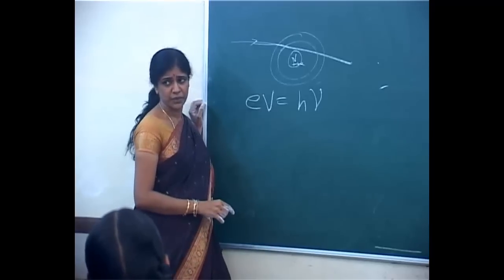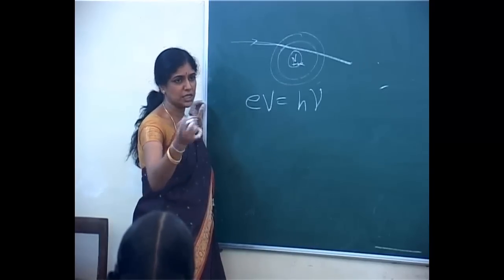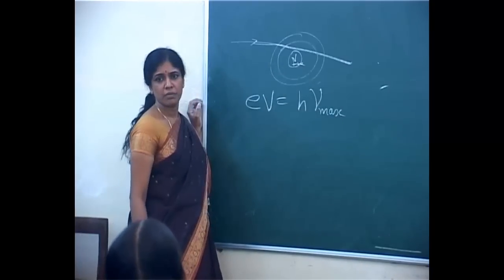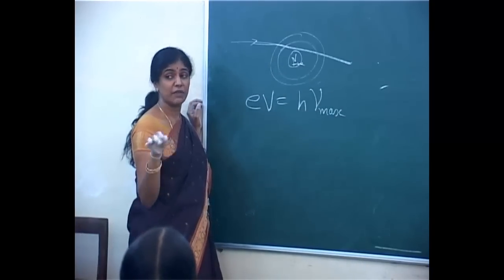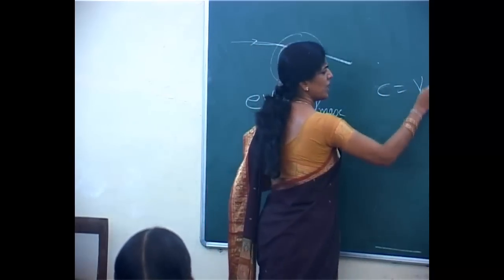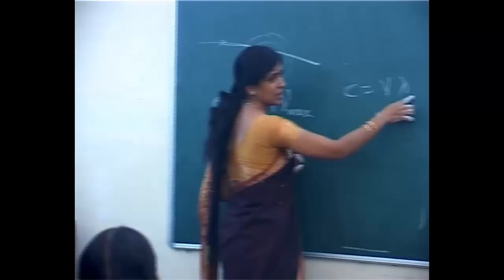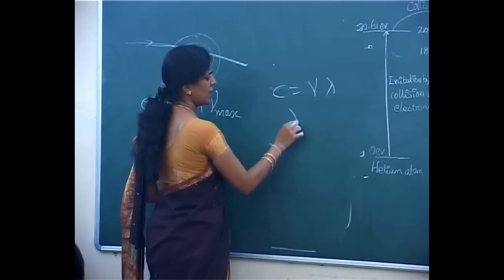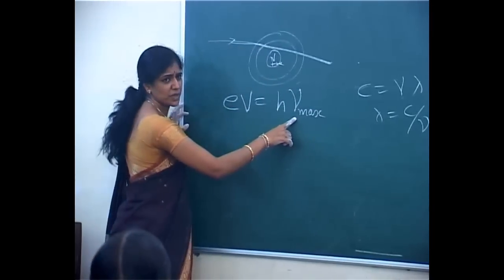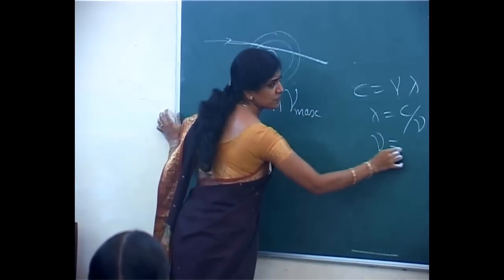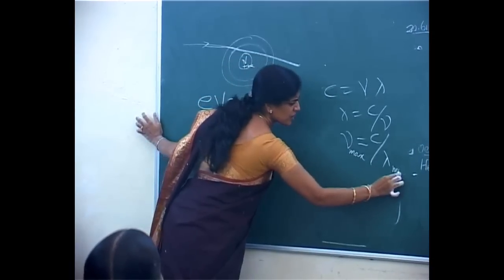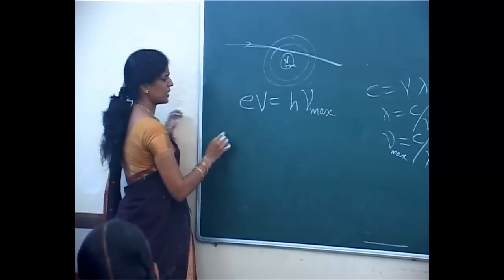In the continuous X-ray spectra, frequency is maximum at one end, and it ranges. When nu is maximum, the wavelength is minimum. C equals nu lambda, so when nu is maximum, lambda is minimum. Lambda is C by nu, so nu is C by lambda. Nu maximum means lambda minimum. So can I write it like this?